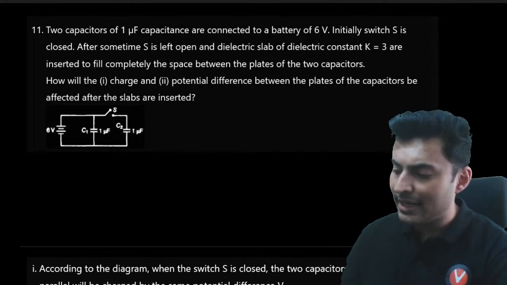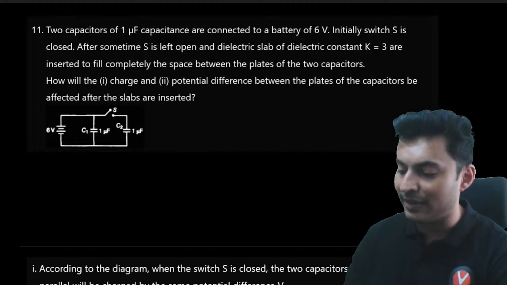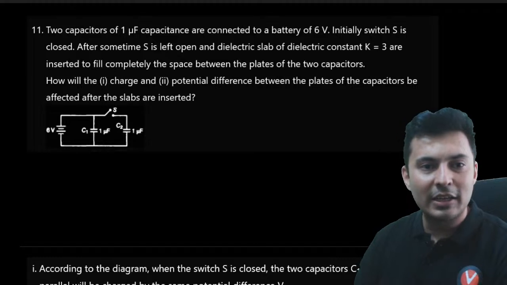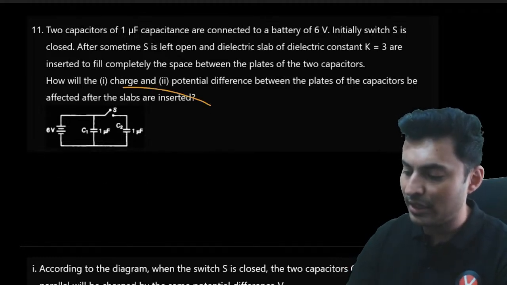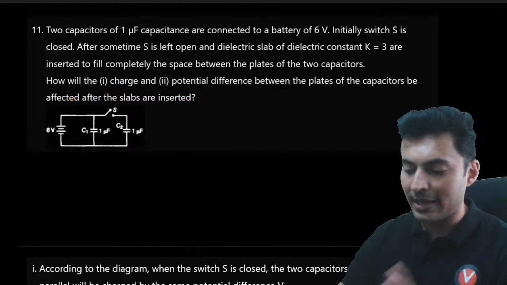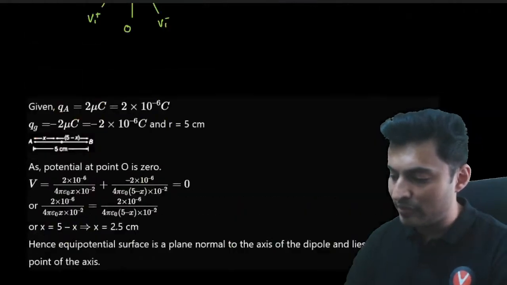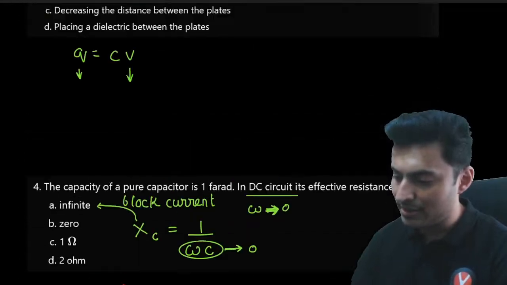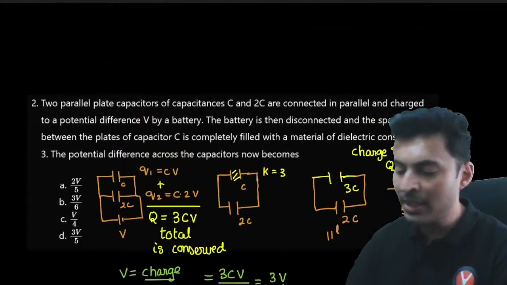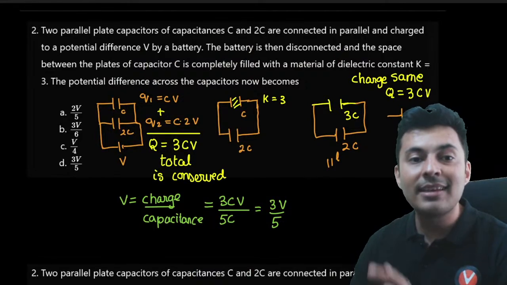Two capacitors are there. They are connected to a battery. Initially the switch is closed. After some time, it is left open and a dielectric slab is inserted. How will the charge and potential difference be affected? Now, if you notice, this particular question is just like the question which I just did over here. Where did it go? I think it was at the start. Yes, this one is the same thing.